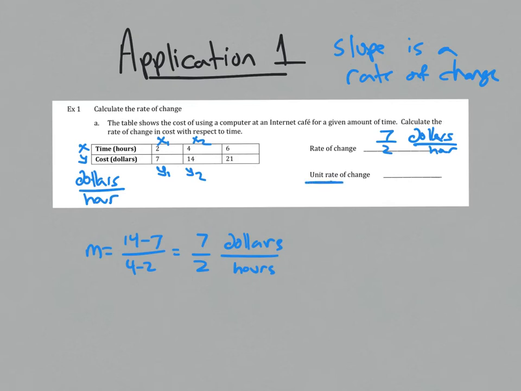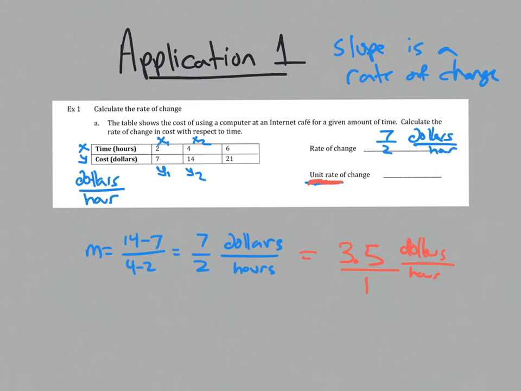So that's when I find the unit rate of change, which means I just try to make the denominator 1. And the easy way to do that is to actually just divide this and get a decimal. Okay, so 7 over 2 is equal to 3.5, and now I use dollars per hour. Okay, so this is $3.5 per 1 hour. If I wanted, I could put that over 1, and it'd be $3.5 per 1 hour, and that's what makes it a unit rate of change, because unit means 1.